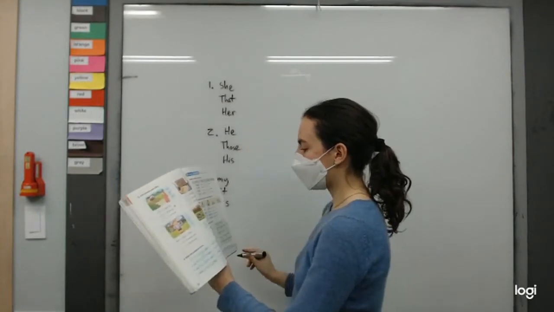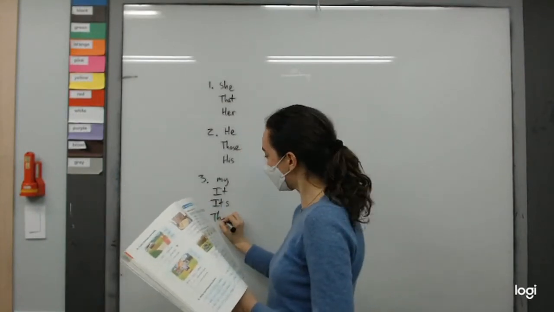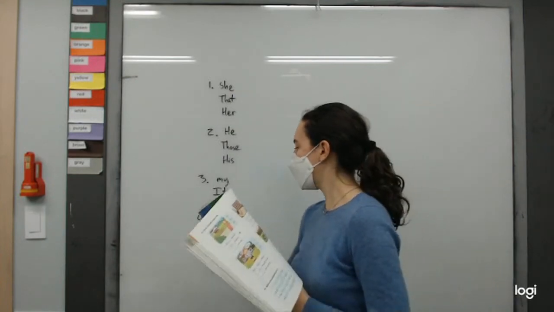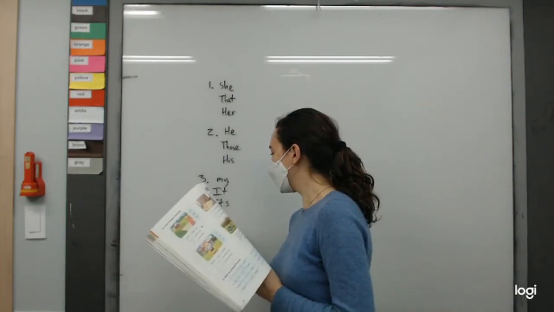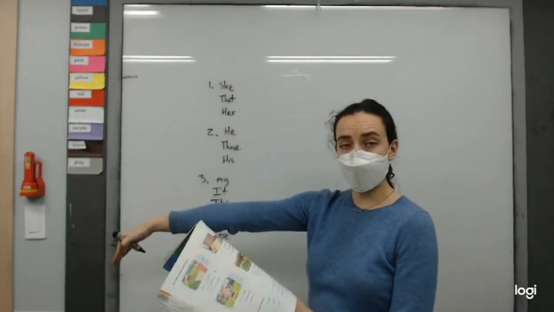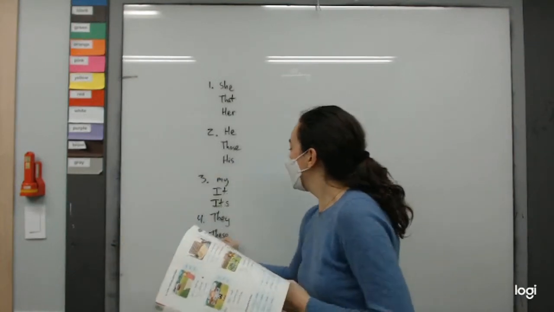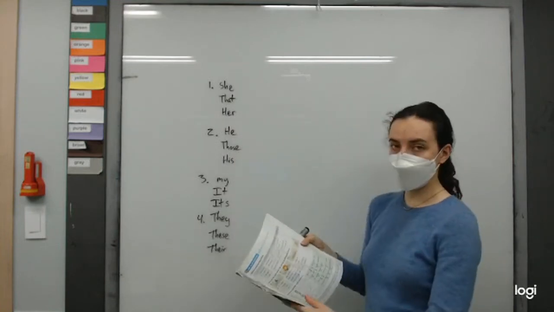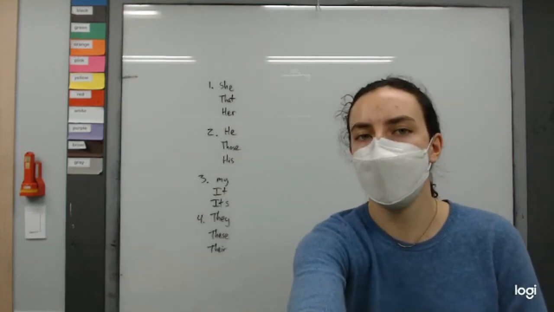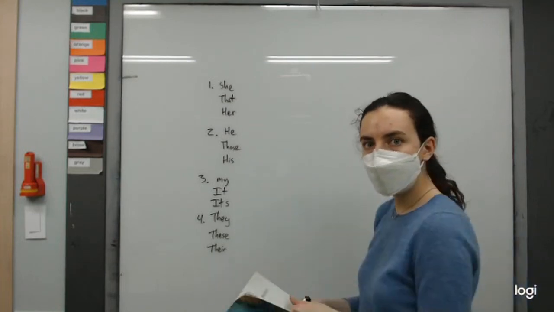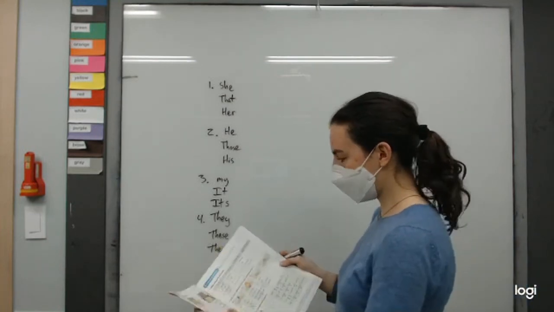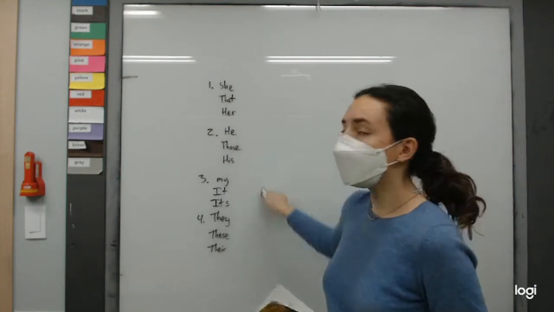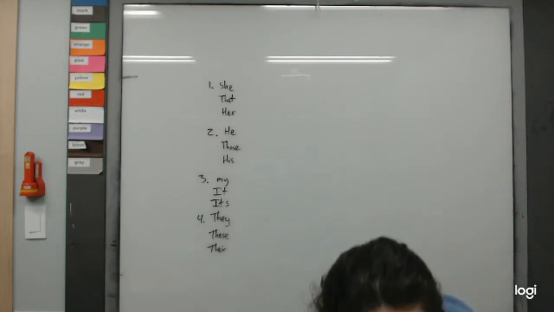Number 4, they, the boys, have bikes. These are their bikes. These, because we are pointing to the bikes. The bikes are many and the bikes are close. Their bikes are new, because they have bikes. We are referring to the bikes they have. Okay. Now number 4, or next part, not number 4. Please check your answers and then I will erase.